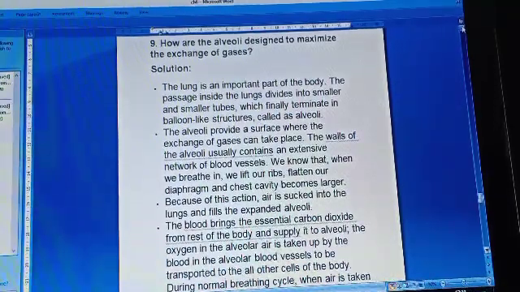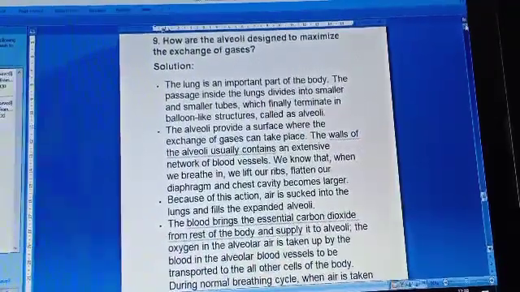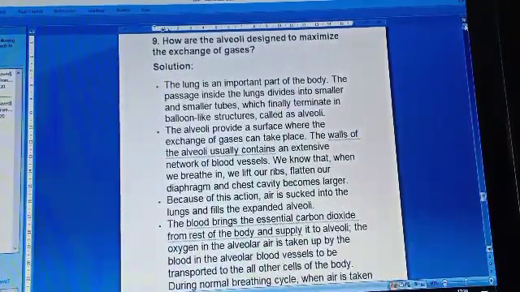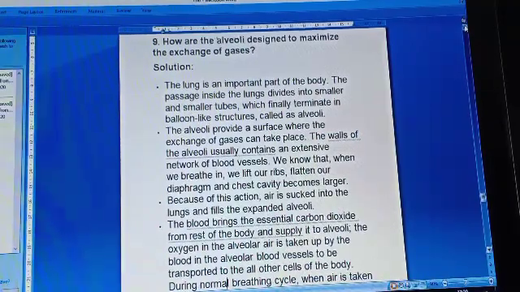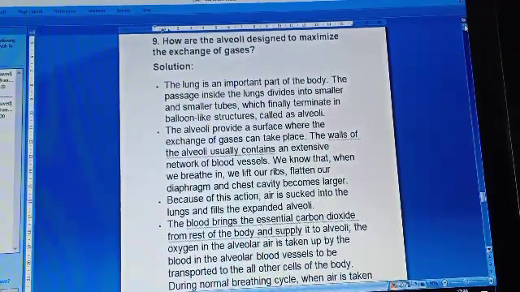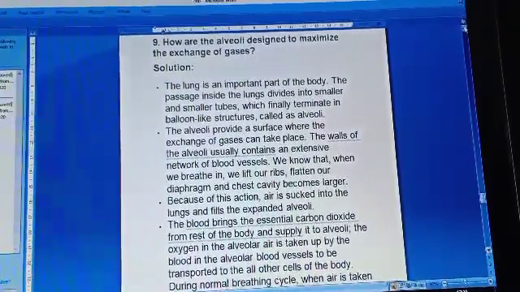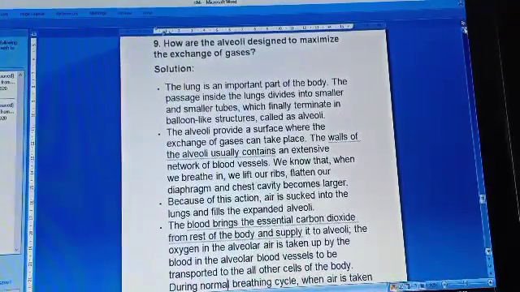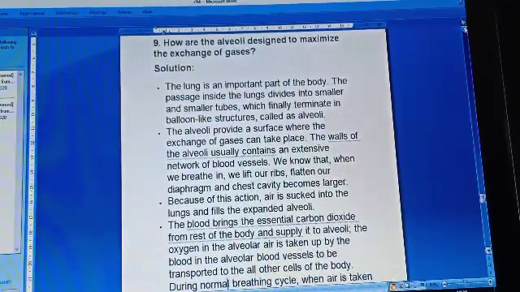The alveoli provide a structure where the gaseous exchange of oxygen and carbon dioxide takes place. The walls of the alveoli contain a number of blood vessels. We know that when we breathe, we lift our ribs and the diaphragm is flattened, so that we get enough space to take air inside the body. Because of this action, air is sucked in.